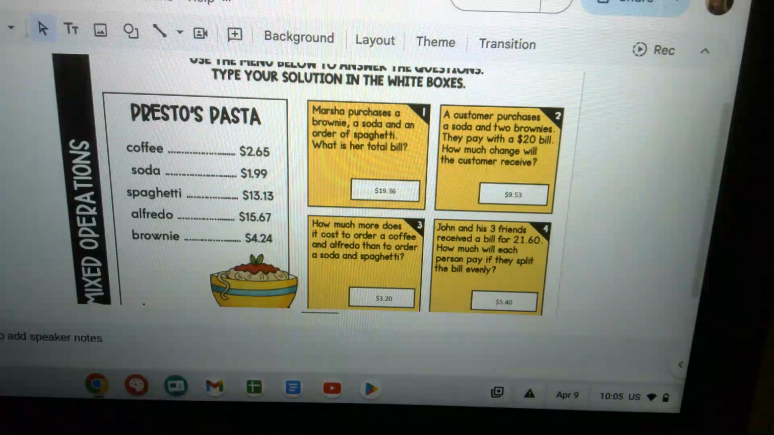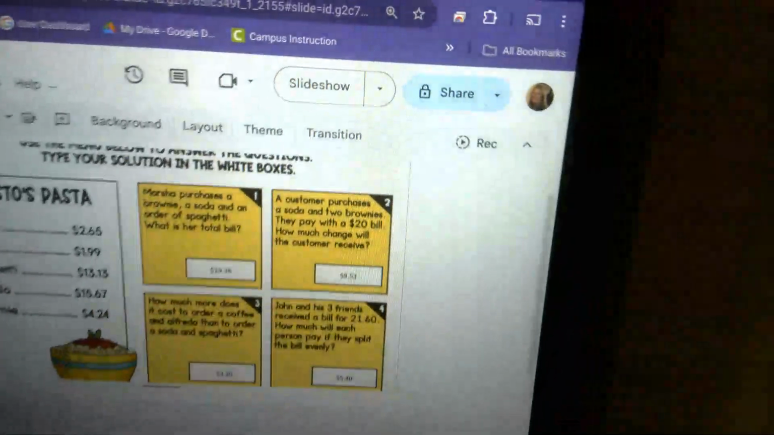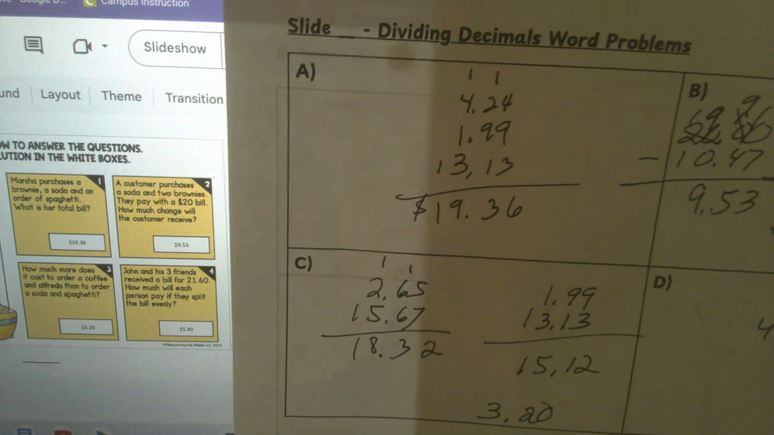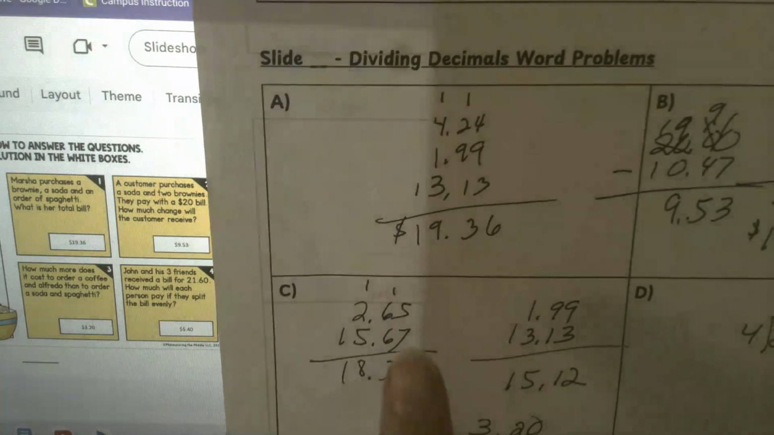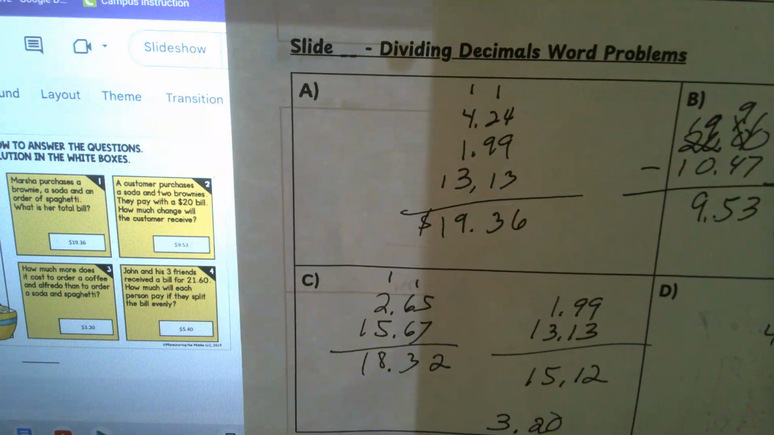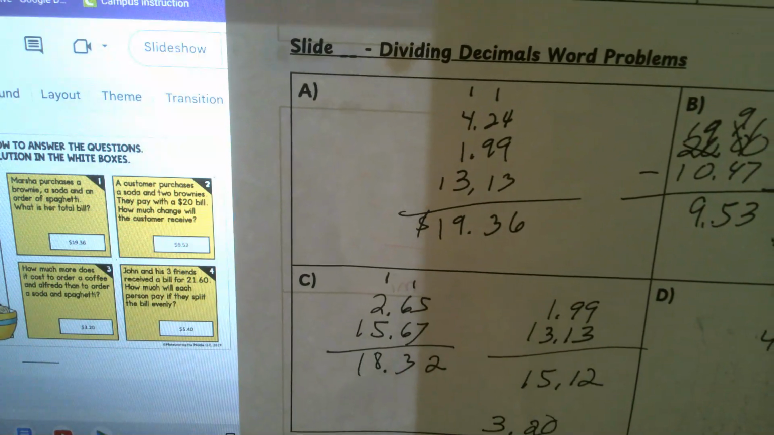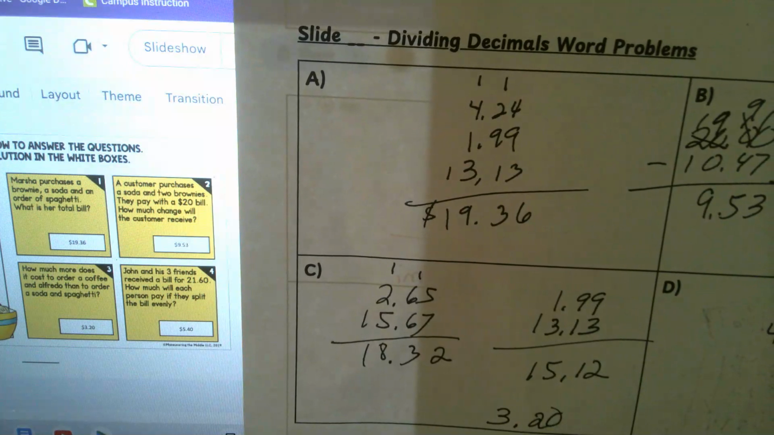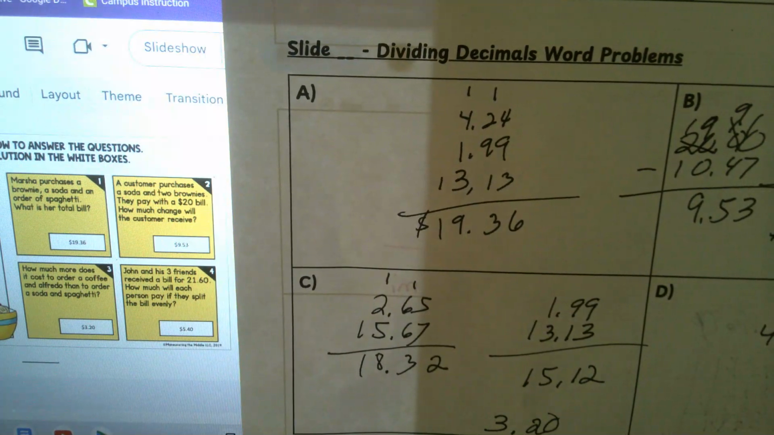Then your final slide on the pasta. On this one, did everyone get $19.36? Well, let's just look at what you had to do to get that answer. On this problem, you have to add. So on your paper, I want to see you adding $4.24, $1.99, and $13.13 for the spaghetti. Show your addition, line up your decimal point, and you should get $19.36.